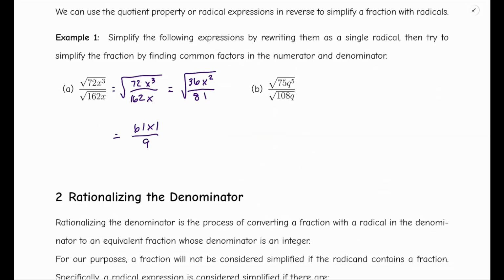Part B, I'm just going to reduce. We can reduce by 3, so we get the square root of 25, and we can reduce a q to the 4th, over 36, square root of 36, which then becomes 5 absolute value of q squared over 6.